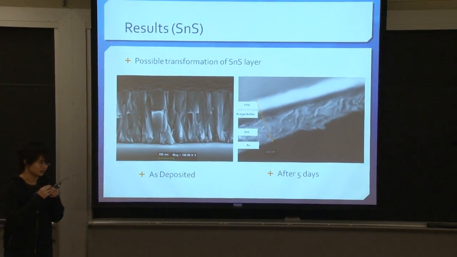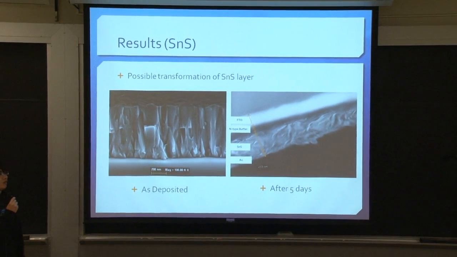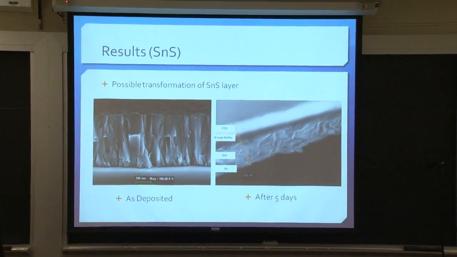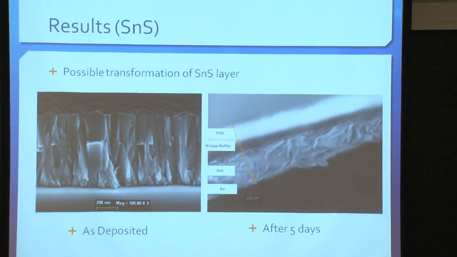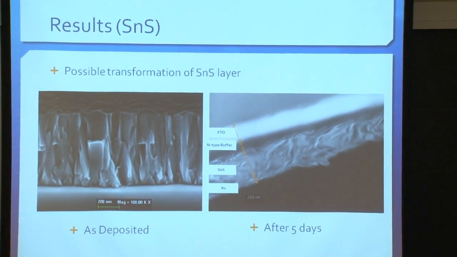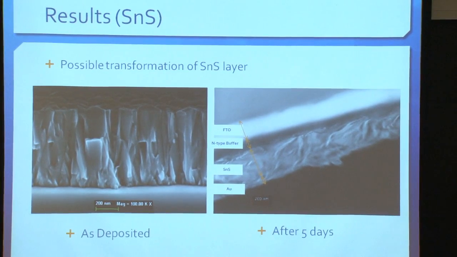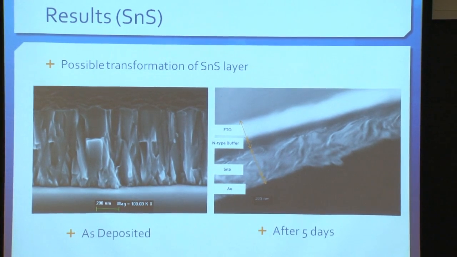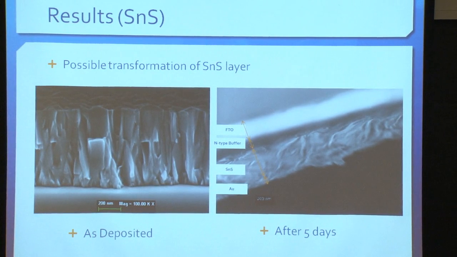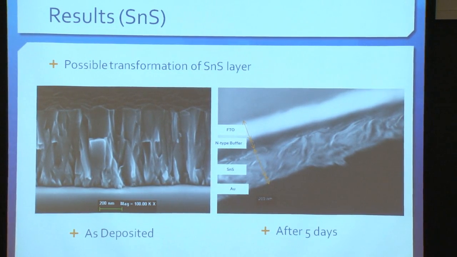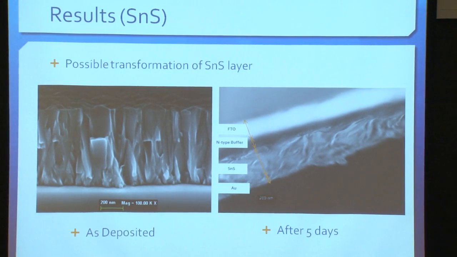We did a series of cross-sectional SEM images on the tin sulfide device before and after several days in the environmental chamber. On the left, we have an image of the tin sulfide layer before exposure to the chamber, and we can see the columnar structure of the tin sulfide layer. However, after several days, on the right is an image of the tin sulfide layer having undergone some changes to its structure. This may be due to either thermal degradation or a result of cleavage of the cell.